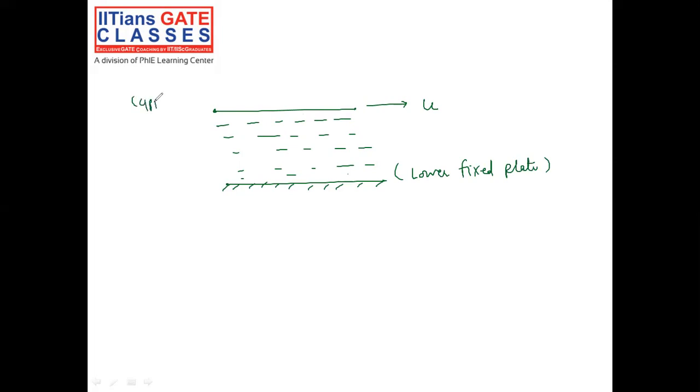And this is nothing but the upper moving plate. And this type of flow we call Couette flow. Now everything is very simple till now. What will be the velocity profile for this Couette flow? And what will be the shear stress distribution? Now, if you observe very carefully, this will be the velocity profile and this will be the shear stress distribution.